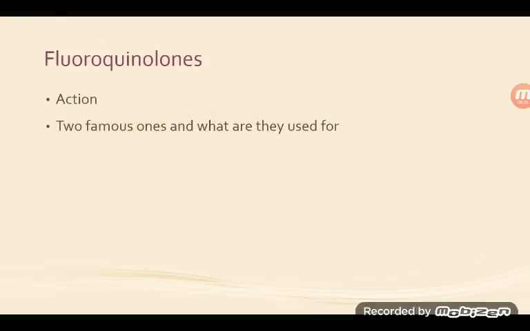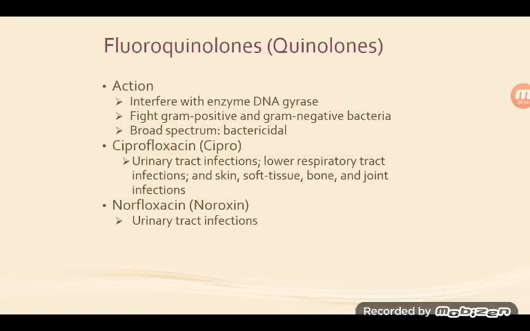The fluoroquinolones, 2 famous ones, and what are they used for? Fluoroquinolones. The action of fluoroquinolones is that they interfere with the enzyme DNA gyrase. They fight gram-positive and gram-negative bacteria. They're broad spectrum, and they're bactericidal actually. So Cipro and Norfloxacin are kind of the famous ones.